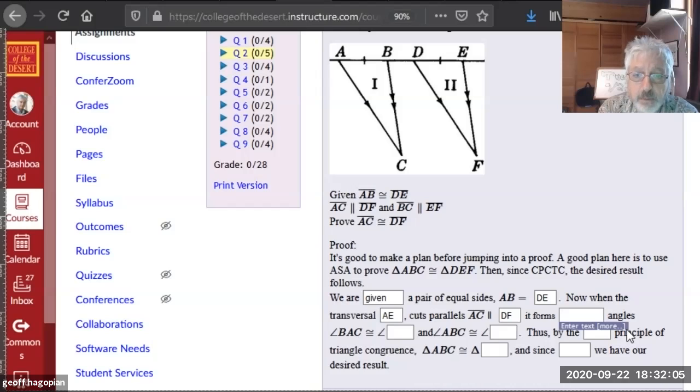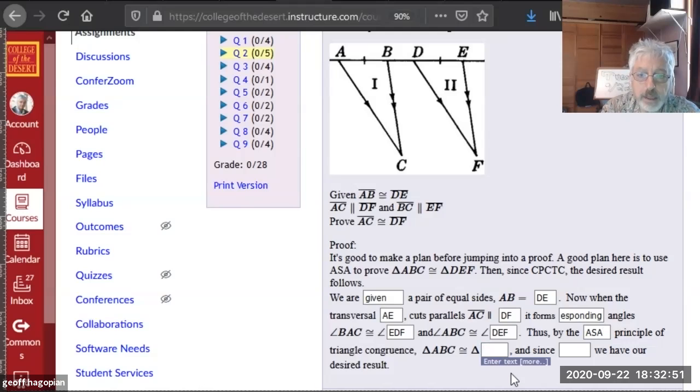So BAC, where is that? Okay, there's that. And that's going to correspond to EDF. Those are corresponding. These are corresponding angles. BAC congruent to EDF, right? And ABC congruent to DEF. Thus, by the angle side angle, right? We have angle A congruent to angle D there, and angle B congruent to angle E, and the included sides are congruent. So that's angle, side, angle, right?